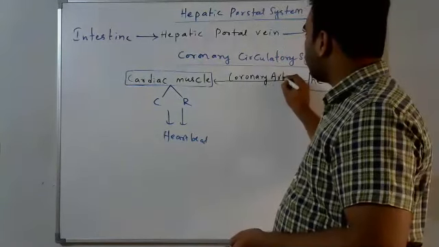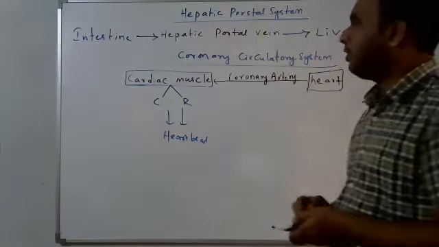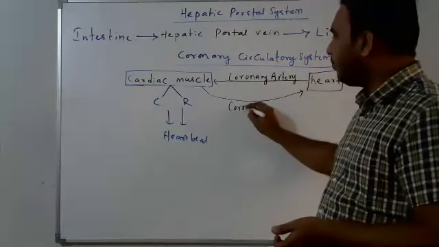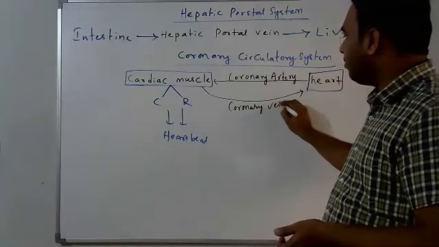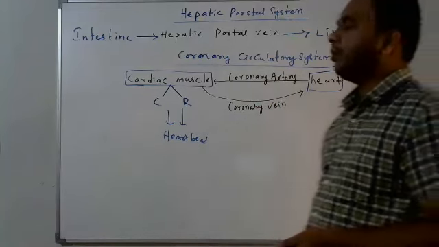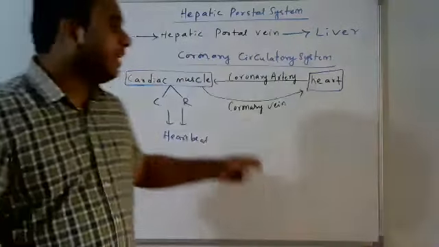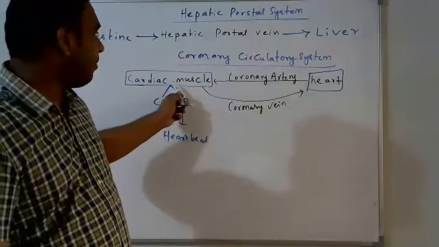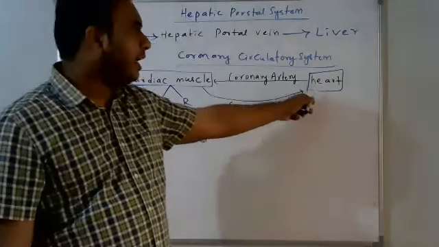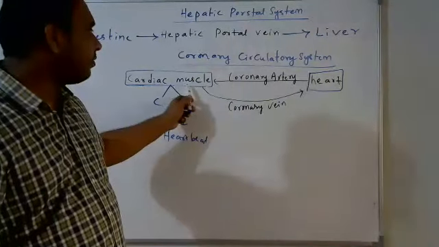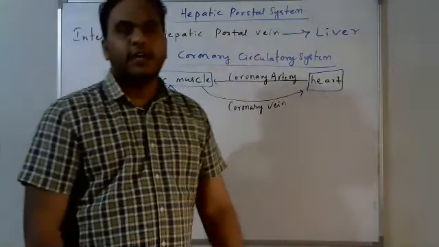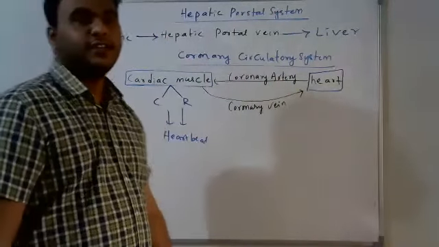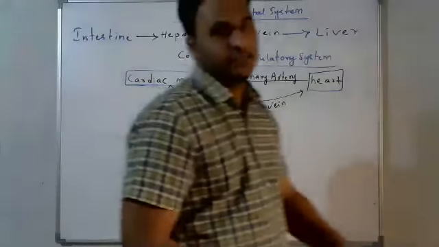That blood vessel is the coronary artery. And from cardiac muscles to the heart, the coronary vein. The coronary vein takes the deoxygenated blood from cardiac muscle to heart, and the heart supplies oxygen and nutrients to cardiac muscle through the coronary artery. So this system is nothing but the coronary circulatory system.